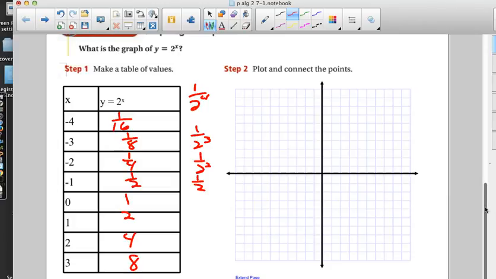So, graphing 1/16, it's going to be tough. I know in your packet, those little grids are very, very small, and it's hard on the smartboard here, but we need to go to negative 4 and just a little bit above 0, just a little bit. And then negative 3, 1/8. And then we have negative 2, 1/4, so starting to get a little bit higher. And negative 1, 1/2, 0, 1, 1, 2, 2, 4, and 3, 8.